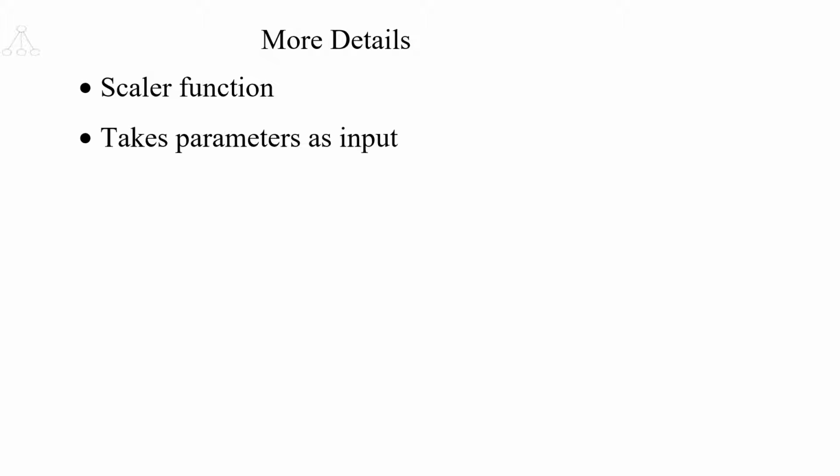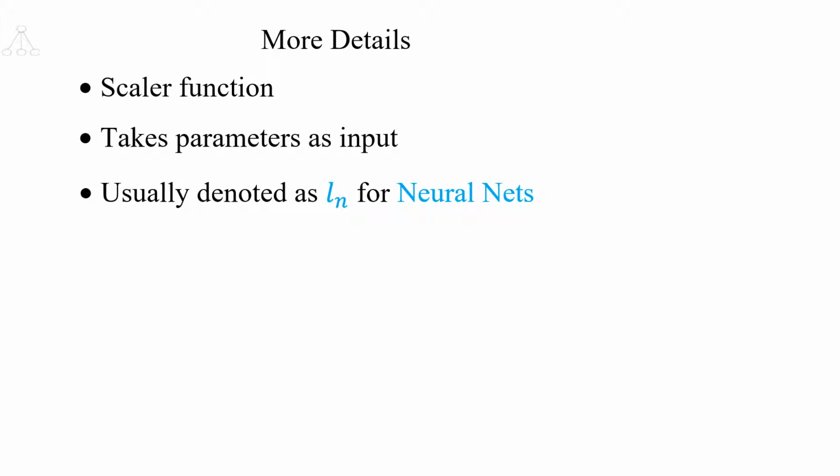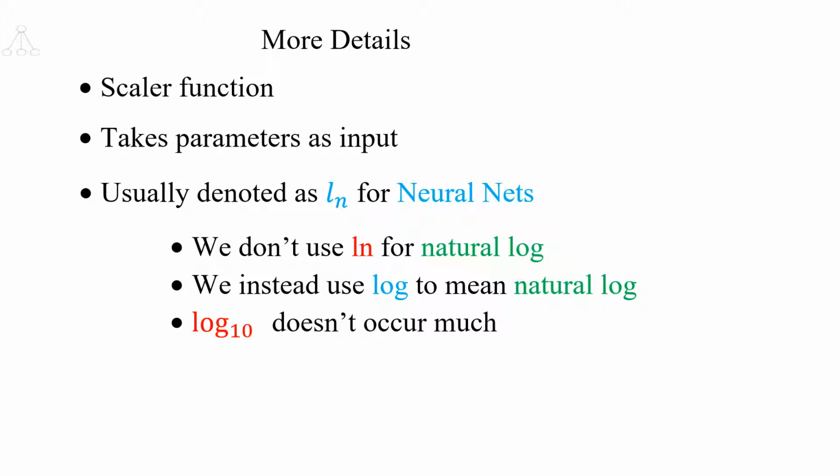Okay, let's talk about the basics of what an objective function looks like in the field of neural networks. Usually, an objective function is a scalar function that takes the parameters as inputs. In our field, the objective function is usually denoted as L_n, or L subscript n. In our field, we don't use ln for natural logarithm. Whenever we want to use natural log, we just use log to mean natural log, as log base 10 rarely comes up.